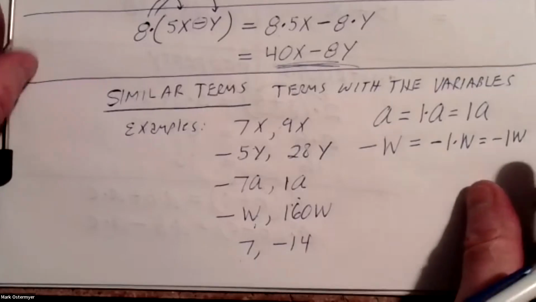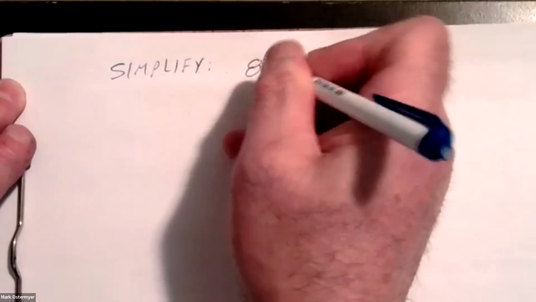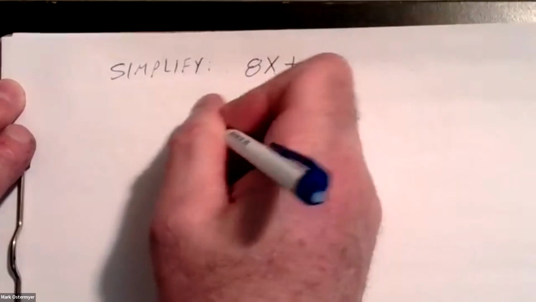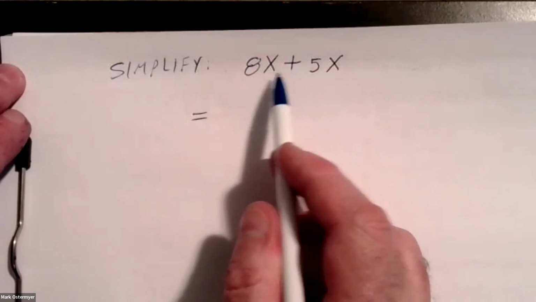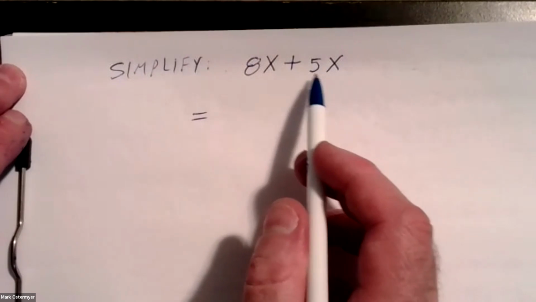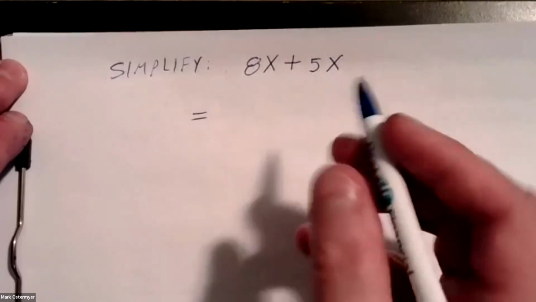So, what's the big deal about having similar terms or not? Well, I'll tell you the big deal. What if I wanted you to simplify this algebraic expression? If I gave you 8x and to that I wanted you to add 5x. Are these similar terms, 8x and 5x? Yes. They are similar terms. And to add these together, we can use our distributive property kind of like in reverse.